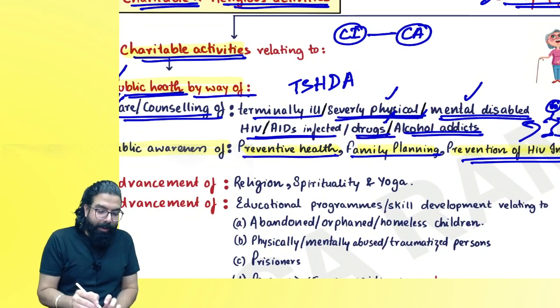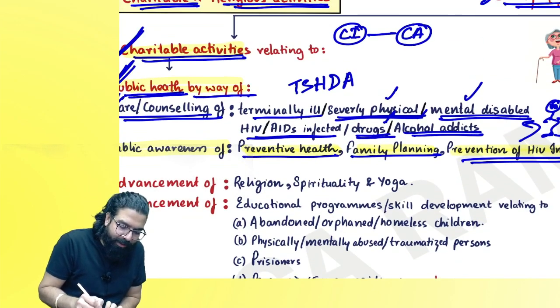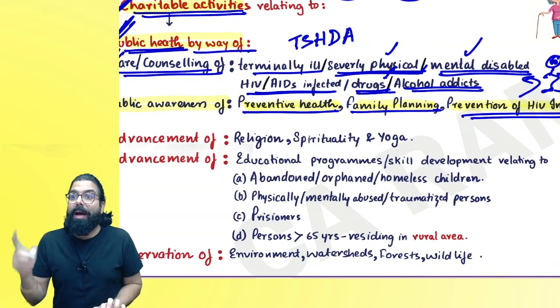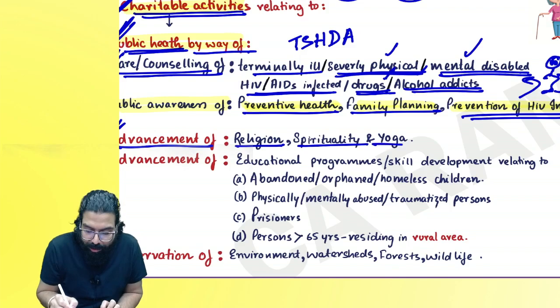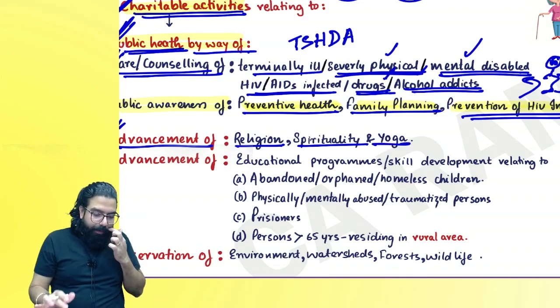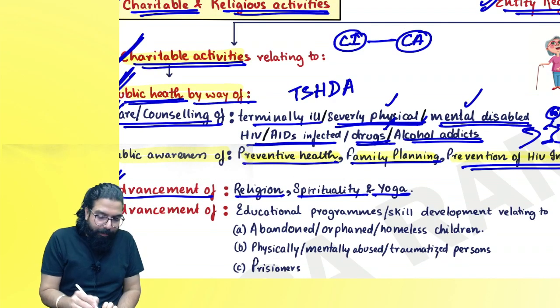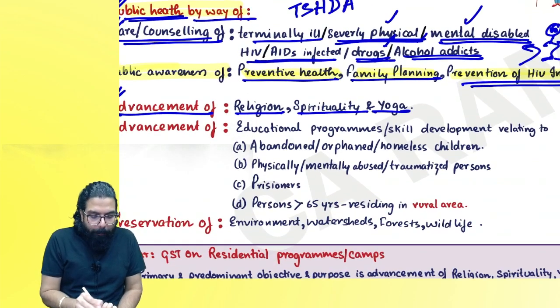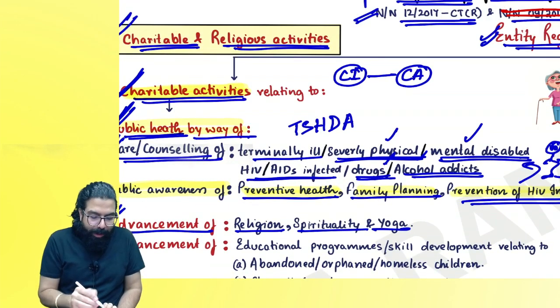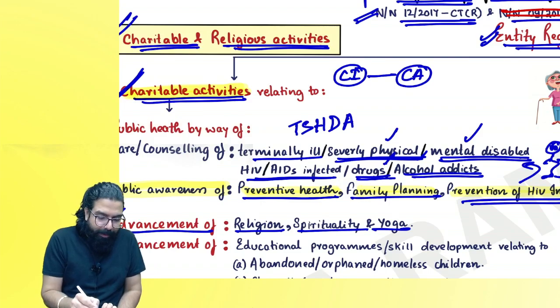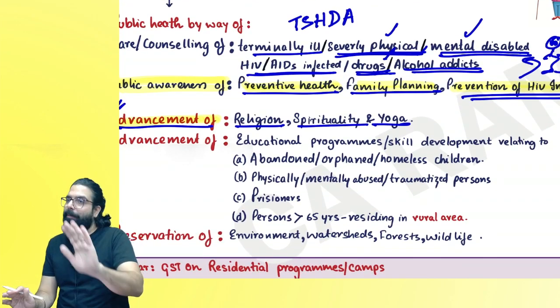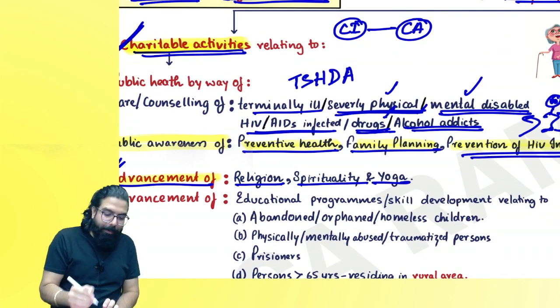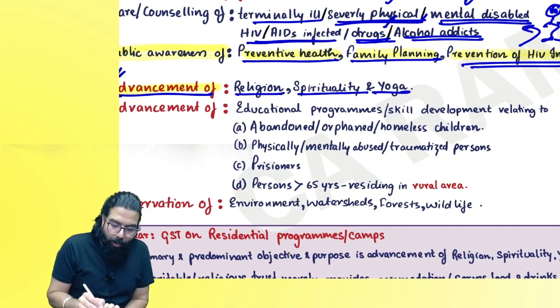The next one over here is, if you are doing charitable activity which is relating to advancement of religion, spirituality and yoga. Everyone over here, if you are doing a charitable activity relating to what? Advancement of what? Not public health. I will tell it like this. It should come directly. Charitable activity which is relating to what?